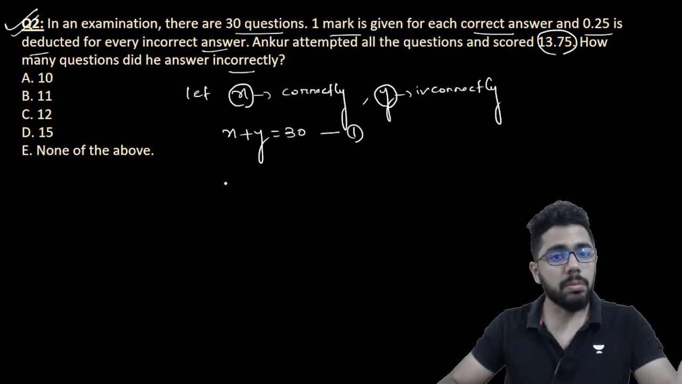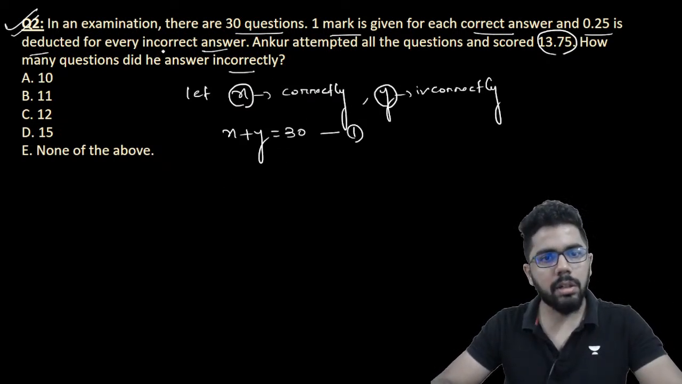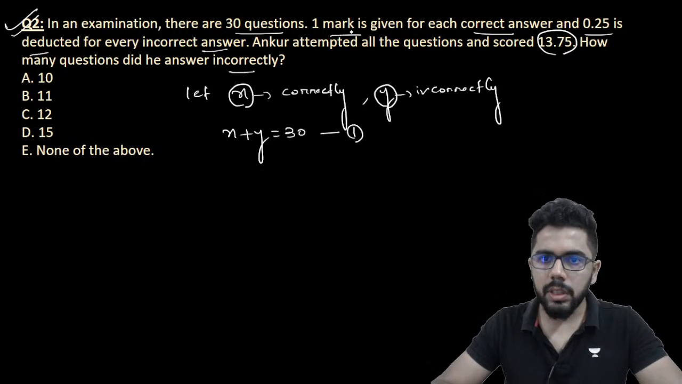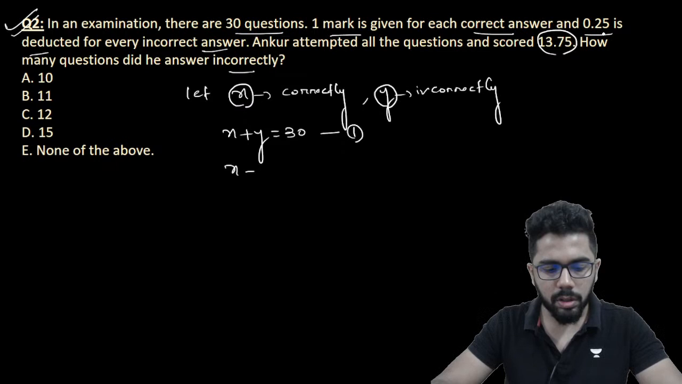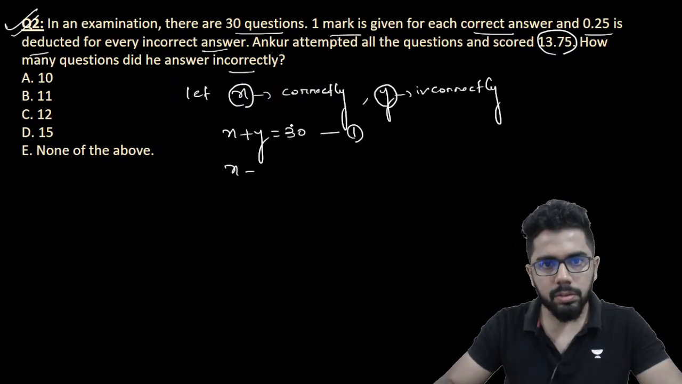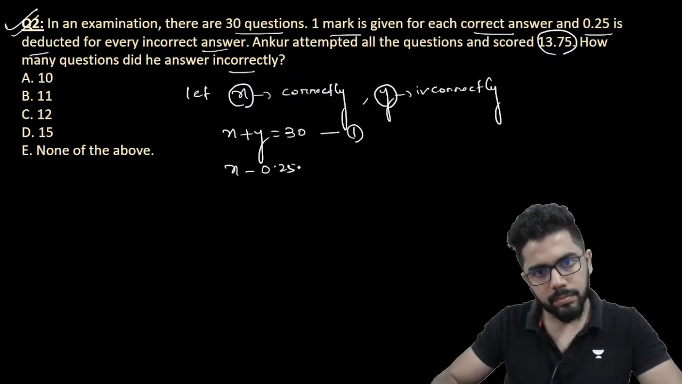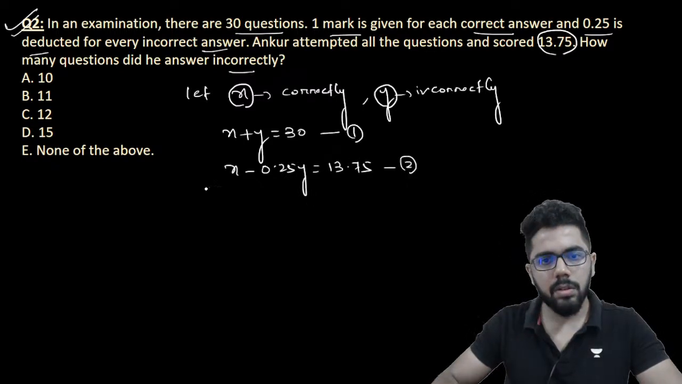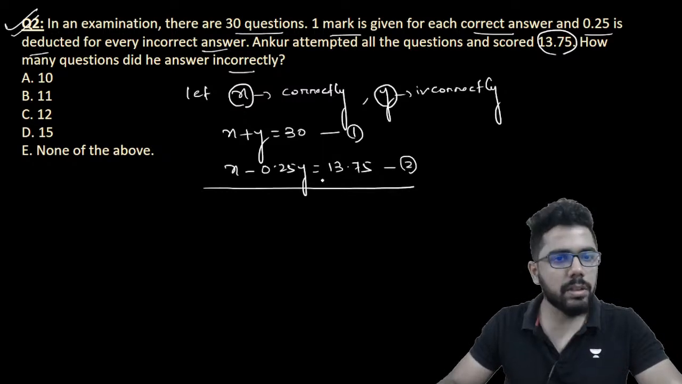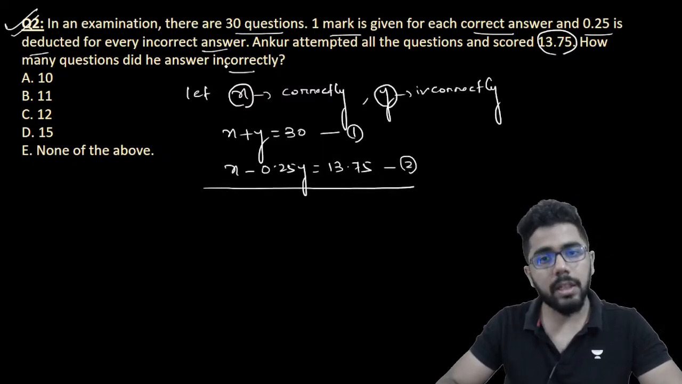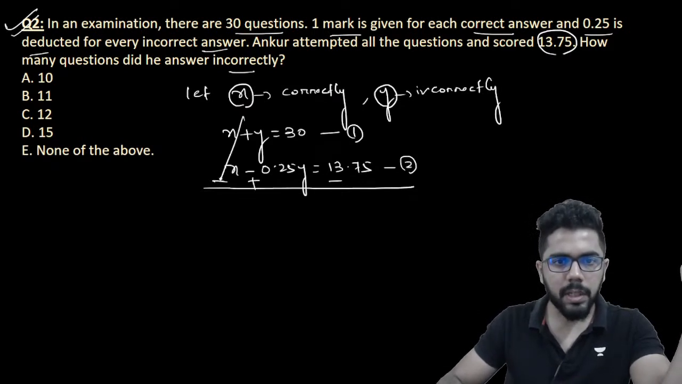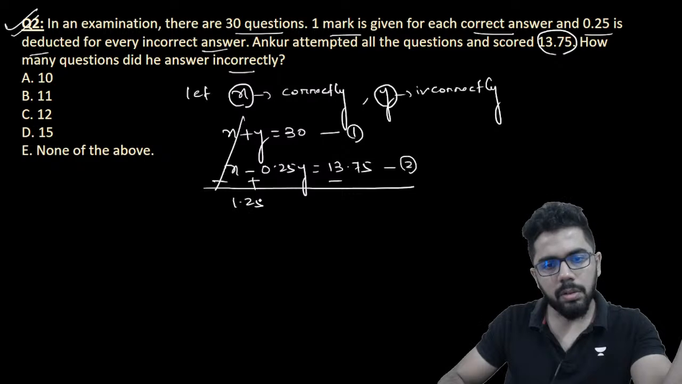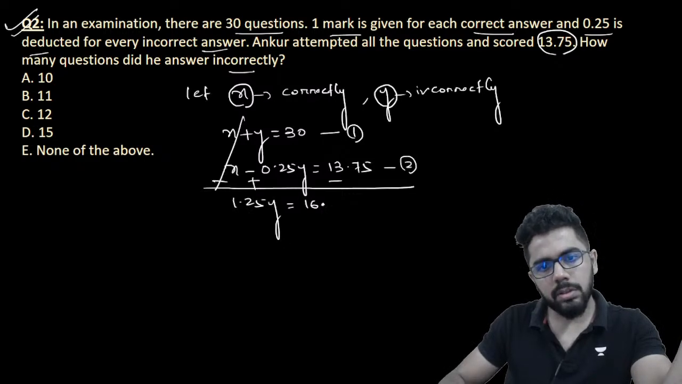And when I look at it in terms of marks, X correct attempts के लिए 1 mark for each correct attempt, so X marks, minus 0.25 for each wrong attempt, so 0.25 into Y, this is equal to 13.75. Now which is the variable that the question is asking? How many incorrectly? That means Y का value निकालना है, तो X को eliminate कर लो. Subtract both the equations. You get 1.25y is equal to 16.25.